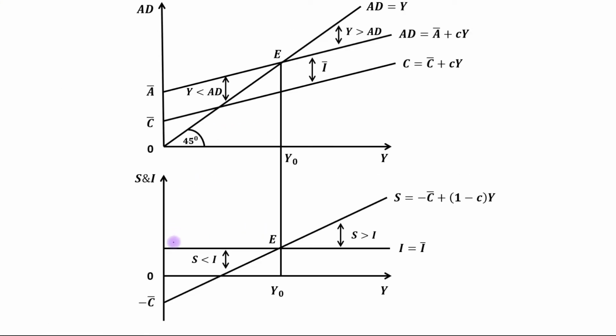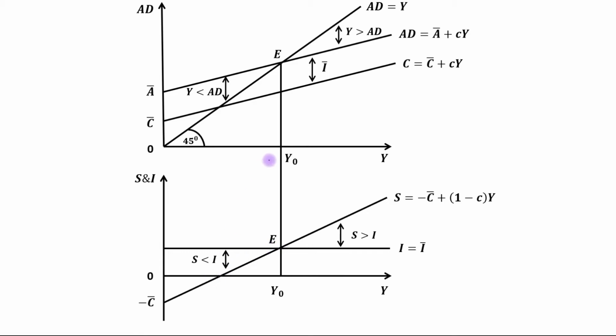Here I try to give a brief explanation of the saving-investment curve. In the upper panel you can see that the equilibrium is achieved at point E where Y equals AD, and in the lower panel at this point saving is equal to investment.